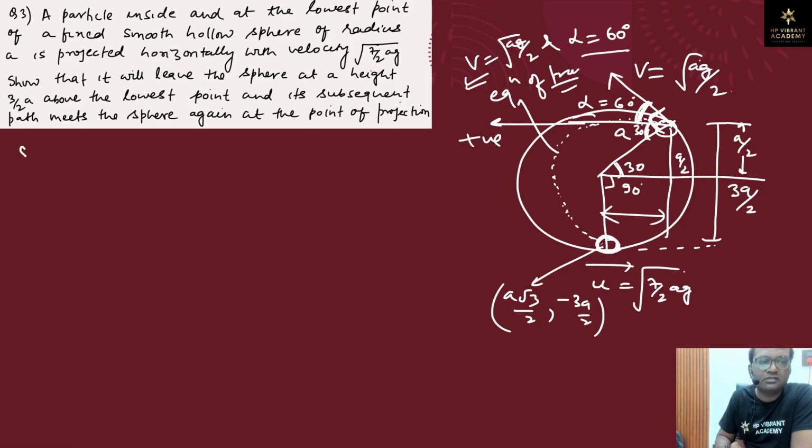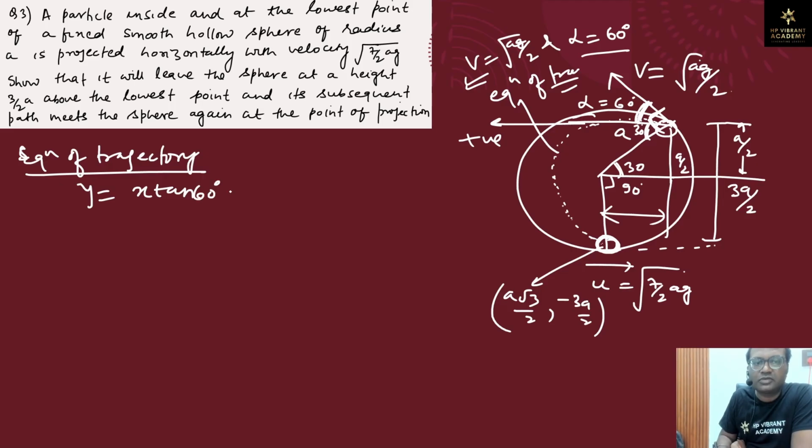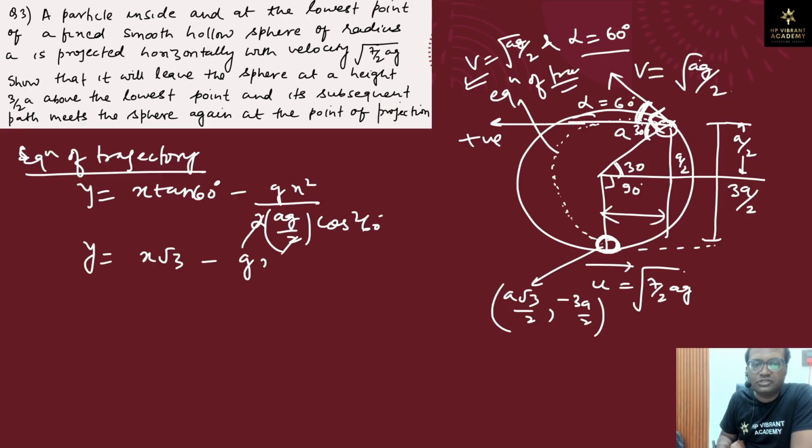Okay, let us find the equation of trajectory. Equation of trajectory क्या हो जाएगा? y is equal to x tan 60 degree minus gx square upon 2u square cos square 60 degree, where u square is ag upon 2. So y is equal to x root 3 minus gx square upon ag cos 60 degree.